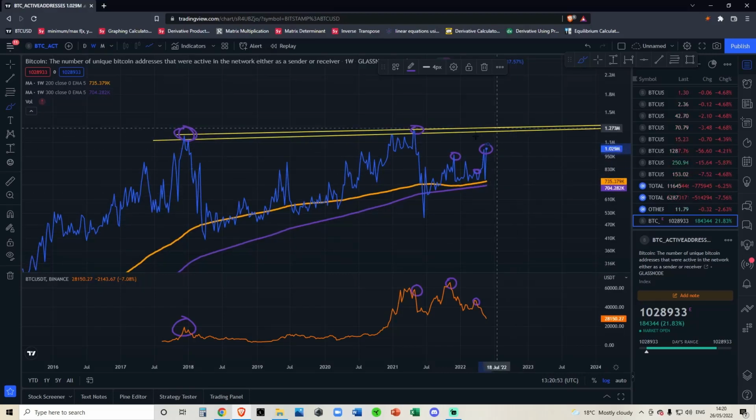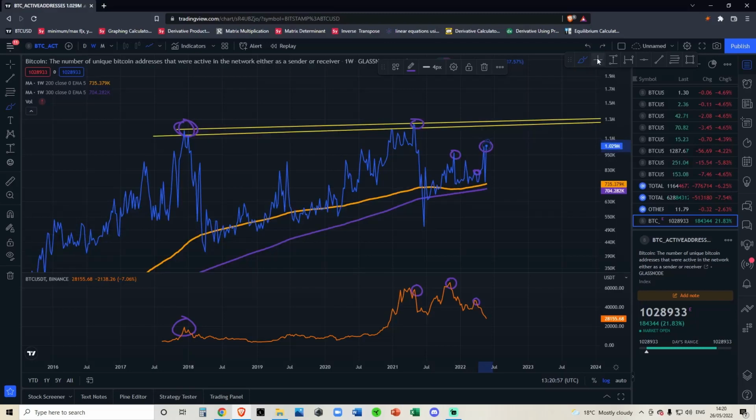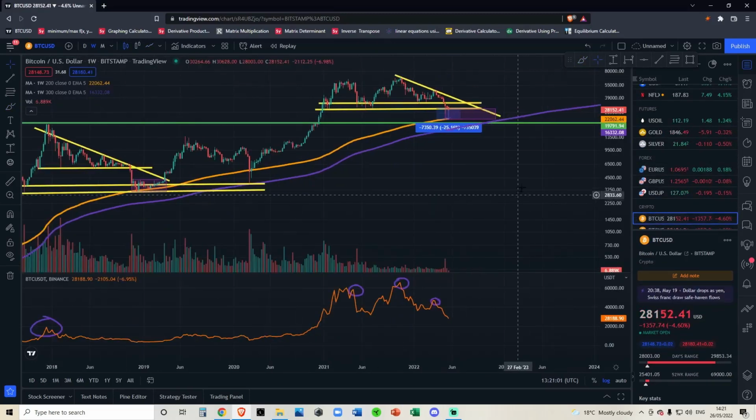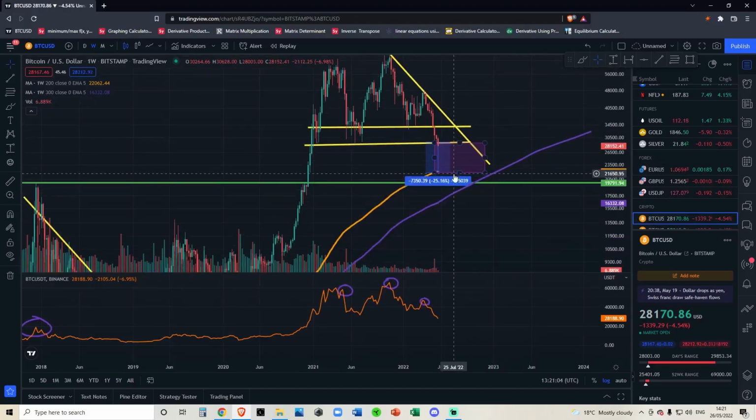Do you think this spike in the active addresses is going to correlate to another push to the downside for Bitcoin? In my opinion, I do think it is, because I've been calling for this move all the way down to 22,000 for quite some period of time now.